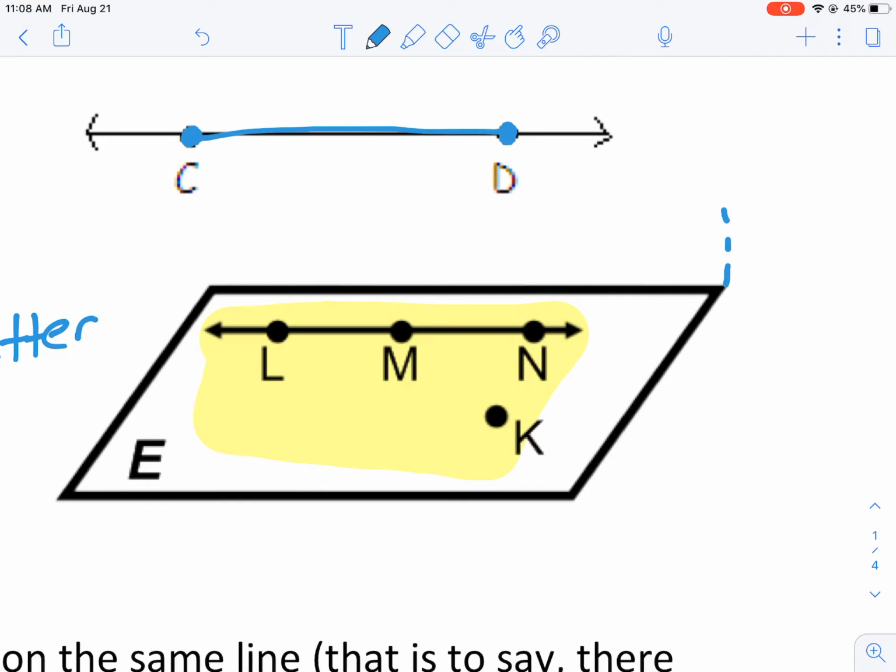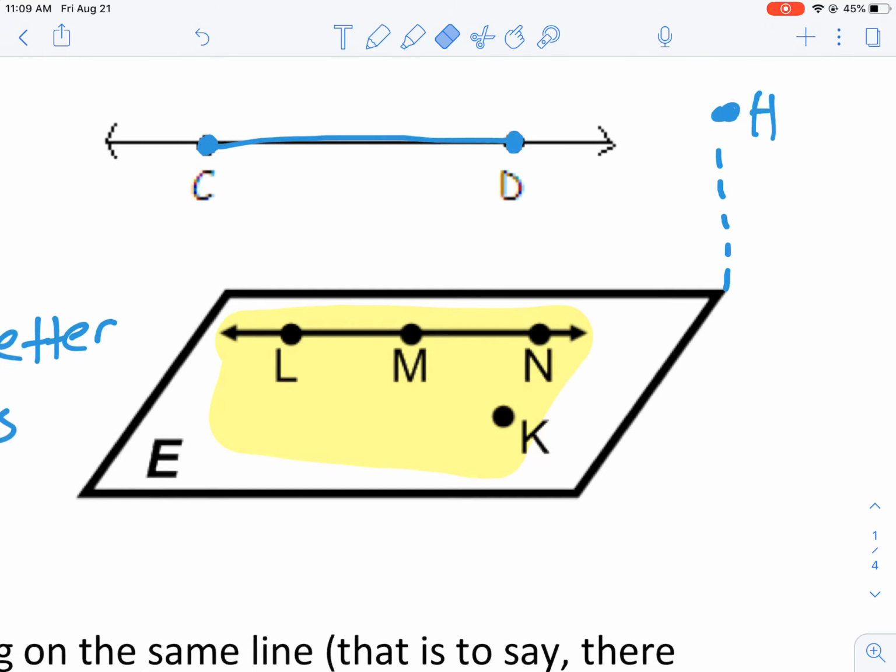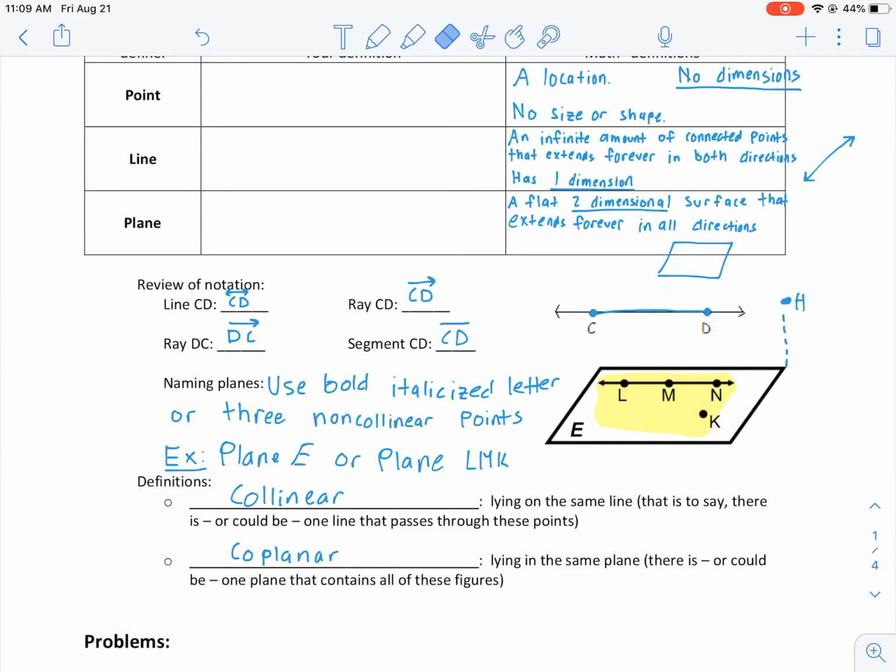So if you think about, right, this is above the plane. Like if this is a height dimension right here, this point, let's say point H, would be above the plane. So the plane is extending flat, right? But it's not going up. So H would not be coplanar with L, M, N, and K.